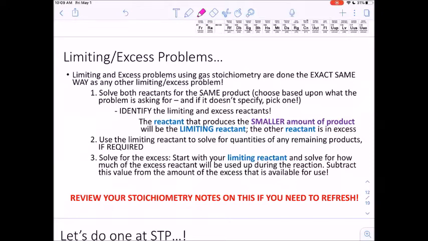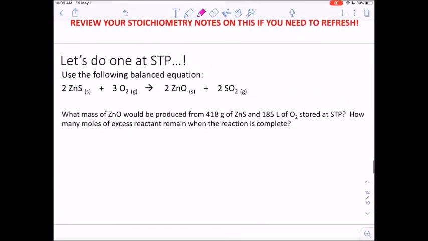Step 2, if it asks you to, you'll solve for anything else in the problem using the limiting reactant. So once we figure out what the limiting reactant is, that's the one we're going to be starting the rest of our equations with. And step number 3, solve for the excess. For this, you'll start with the limiting reactant and solve for how much of the excess reactant you actually will use up. So I'll start with one reactant, solve for how much of the second reactant I need to use up all of my limiting reactant. And then I'm going to subtract that value from how much of the excess I actually had available to me to begin with. So if I started with, say, 50 grams of excess and I solved and I only need 40 grams of it, 50 minus 40 is going to give me 10 grams that will be left over when the reaction is done. This is a complicated process, so we're going to start with an easier problem at STP here.